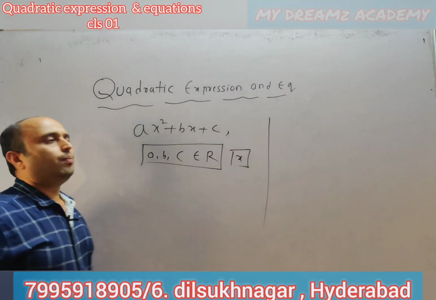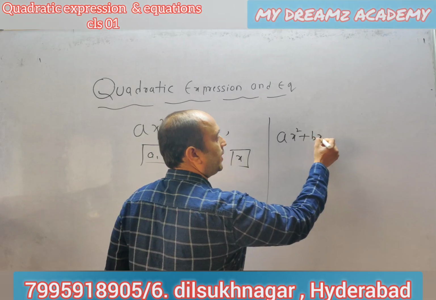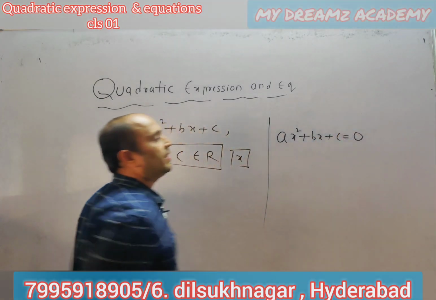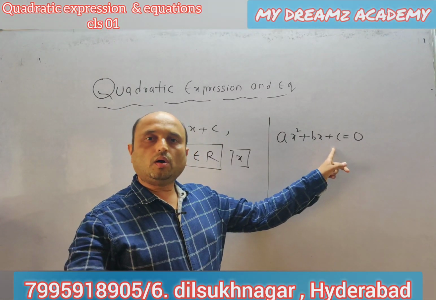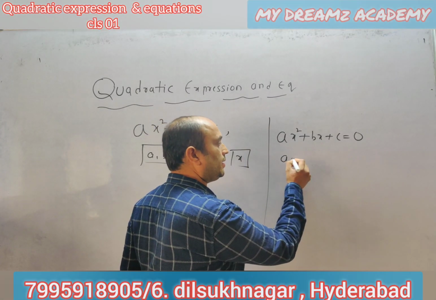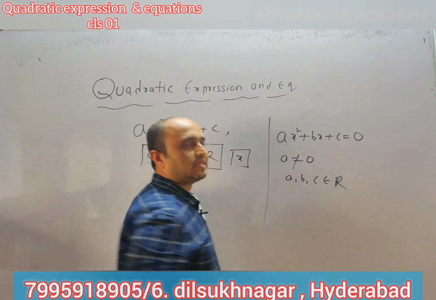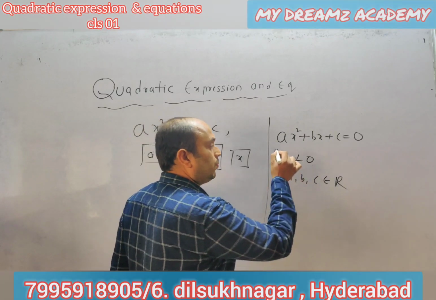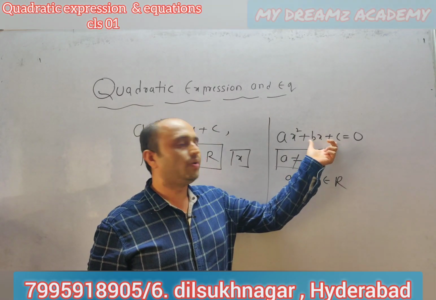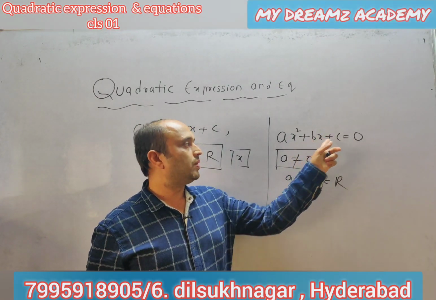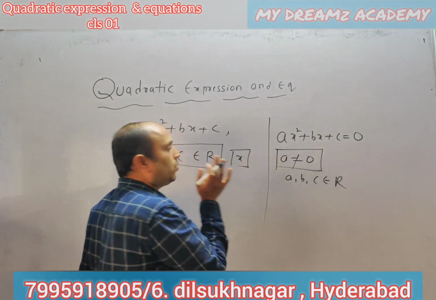So quadratic equation means, suppose an equation which is in the form of ax square plus bx plus c is equal to 0. This is a quadratic equation. Here also, a, b, c belong to real or complex numbers, and one important thing is a is not equal to 0. This is an important condition. If a is equal to 0, this quadratic equation becomes linear, bx plus c equal to 0, which is not a quadratic equation. This is a quadratic equation and quadratic expression.